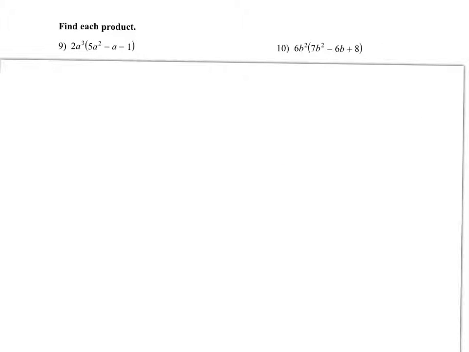All right, next up, number 10 here. So this one we're just going to distribute. And whenever we do this, we always multiply the regular numbers but add the exponents. So 6 times 7 is 42, and then I add the exponents, which would be 4.